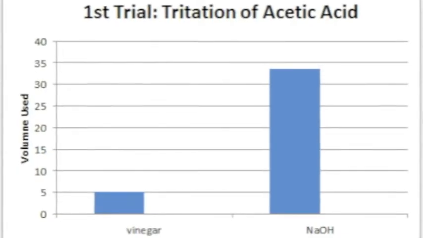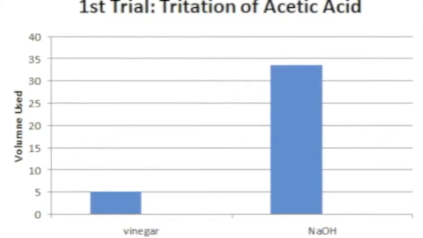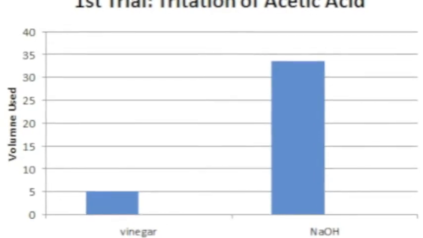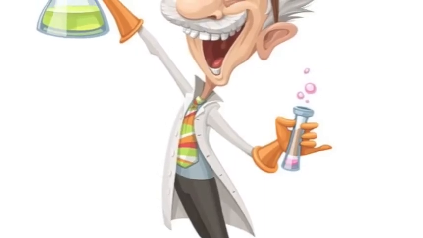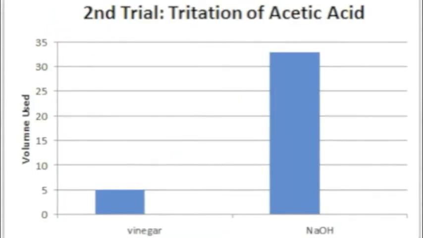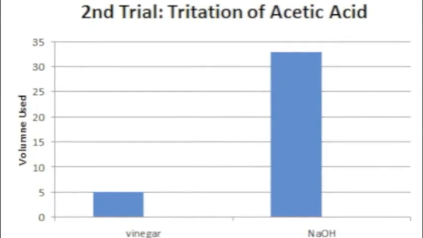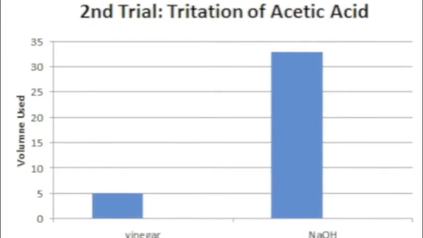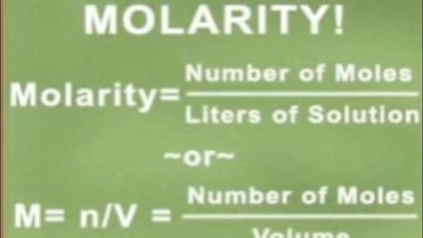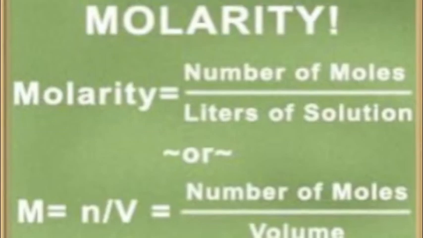When performing the lab, we found the initial and final volume of the base NaOH. In trial 1, the final volume we used of NaOH was 33.5 milliliters. By getting these two values, we were able to determine the volume of the base that was used. In the second trial, the final volume we used of NaOH was 32.9 milliliters. By using the final volumes, we were able to determine the molarity of acetic acid. In trial 1, the molarity was 1.90, and in trial 2, it was 2.01.